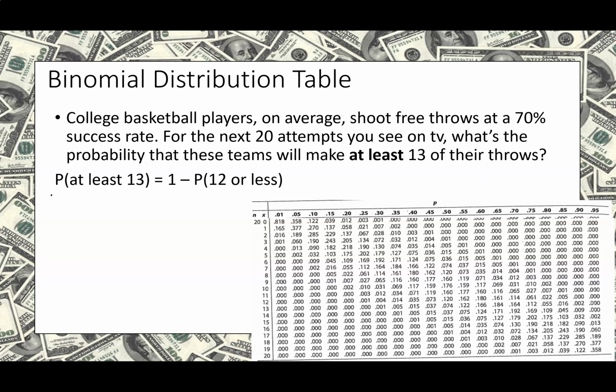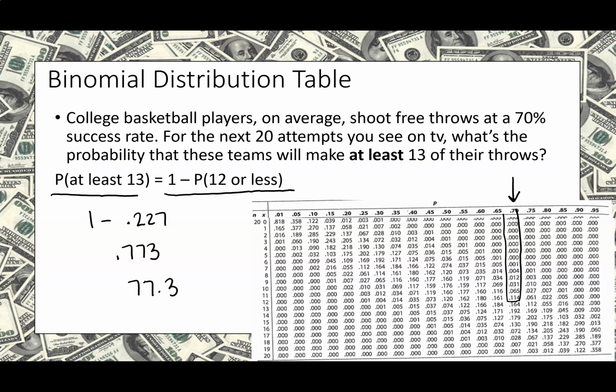Well, the probability of at least 13 is going to be 1 minus the probability of 12 or less. So remember we're talking about 70% right here, and 12 or less would be this. Okay, so that's 12 or less. And I add those all up, and I actually get 0.227. And so then I subtract those, and I get 0.773, which is 77.3%.